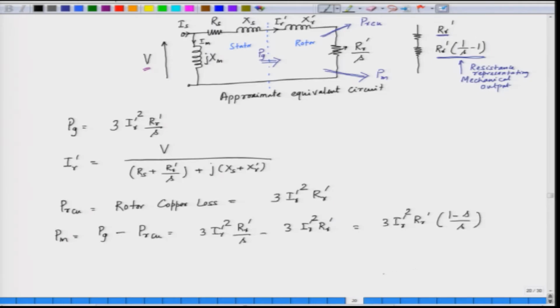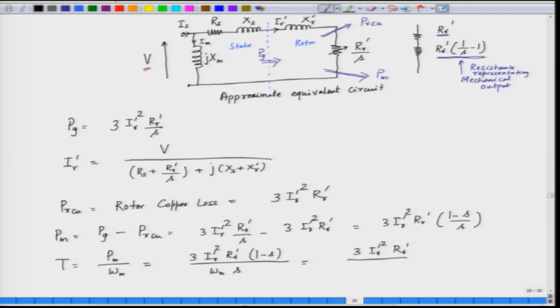And how do you find out the torque? Because ultimately what we have to find out is the motor torque. So, the motor torque T is equal to the mechanical power by the mechanical speed. So, in that case, that is equal to 3 I r square R r prime into (1 minus S) divided by omega m into S.